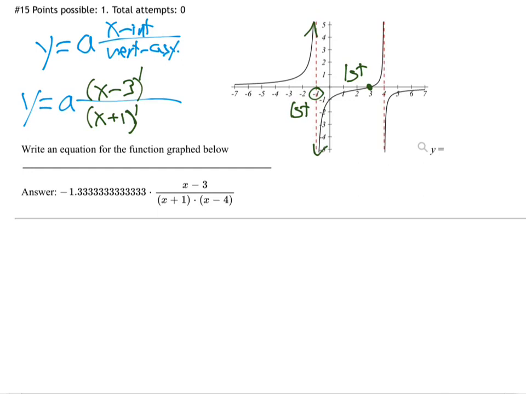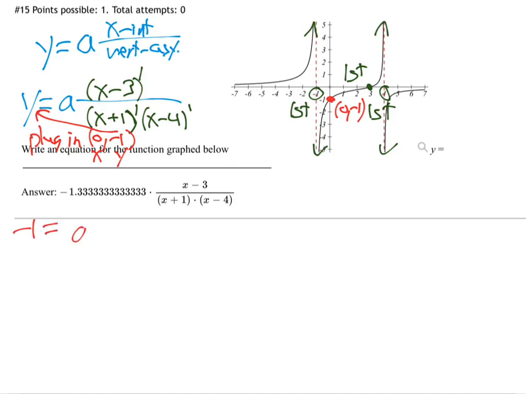And at 4, it's also a first power because going up on one side, down on the other. It's not like a bounce. So now we just find A. How do we find A? They're giving us boom right here, 0, negative 1. That Y-intercept one. So plug in 0, negative 1. That's x and y. So plug in y, negative 1, 0 for x.